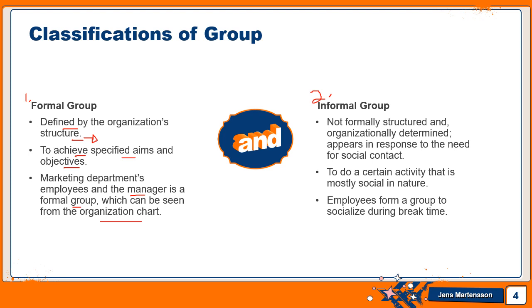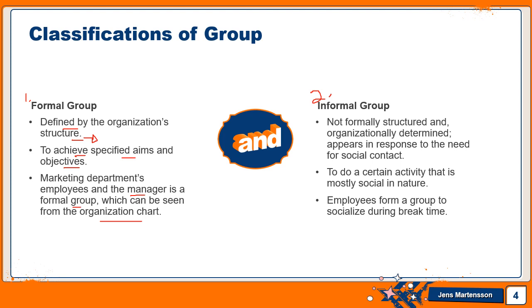For example, marketing department is one formal group. Finance department is another formal group. Human resource department is another formal group, which consists of their own manager and their own employees. And this group, they have their own specific goals to achieve. So marketing department, for example, their goals is to make more sales, to increase promotion so that more customers come and buy the products. So marketing department, which consists of the manager and also the employees, they have the same goals, that is to do their job.